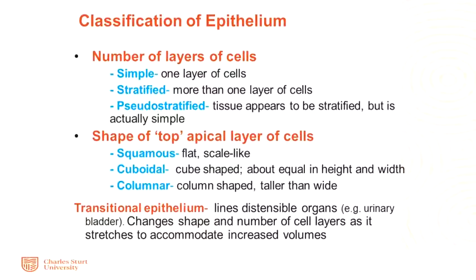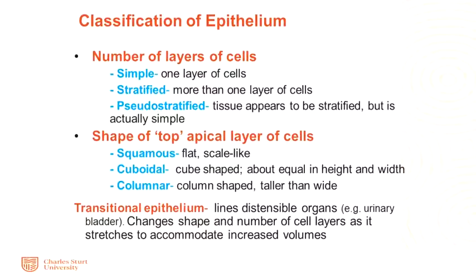Well, it's classified based on the number of layers of cells and also on the shape of the top or the apical layer of cells. When there's only one layer of cells, it's called simple. If there are more than one layer of cells, so multiple layers of cells, it's called stratified.